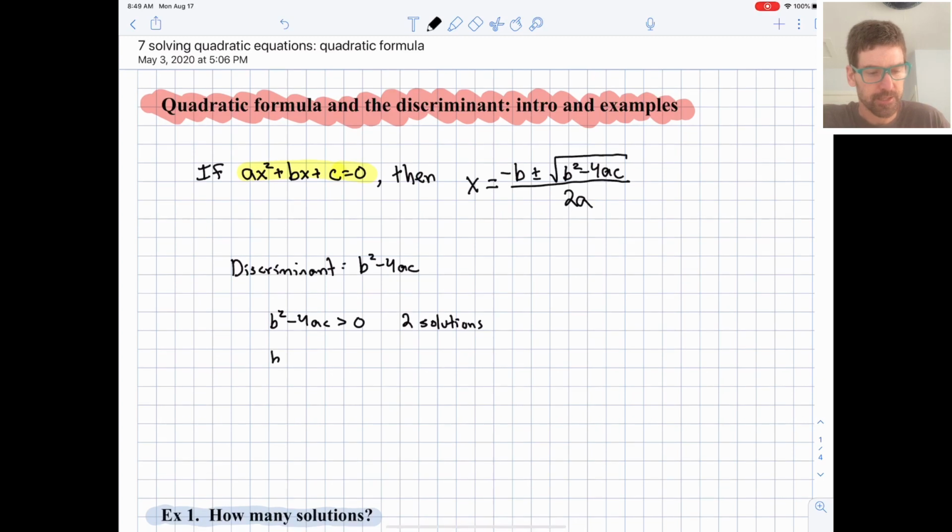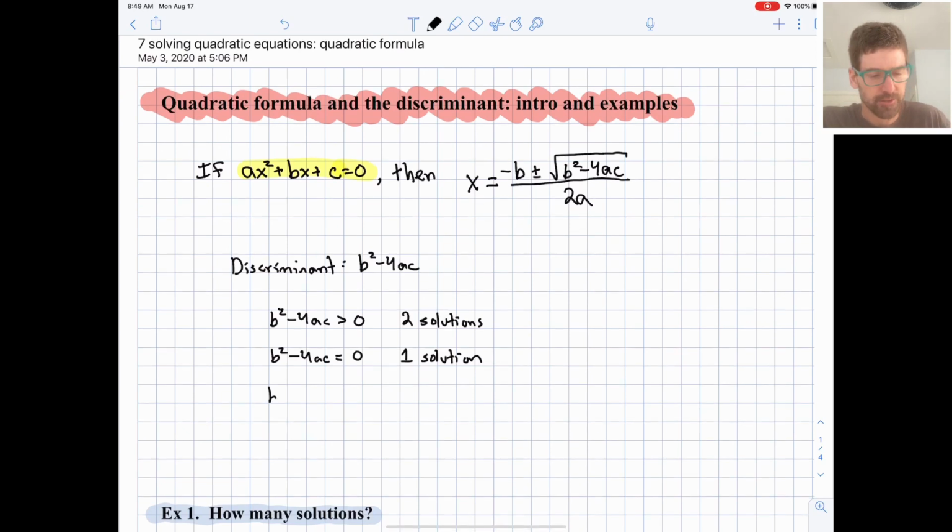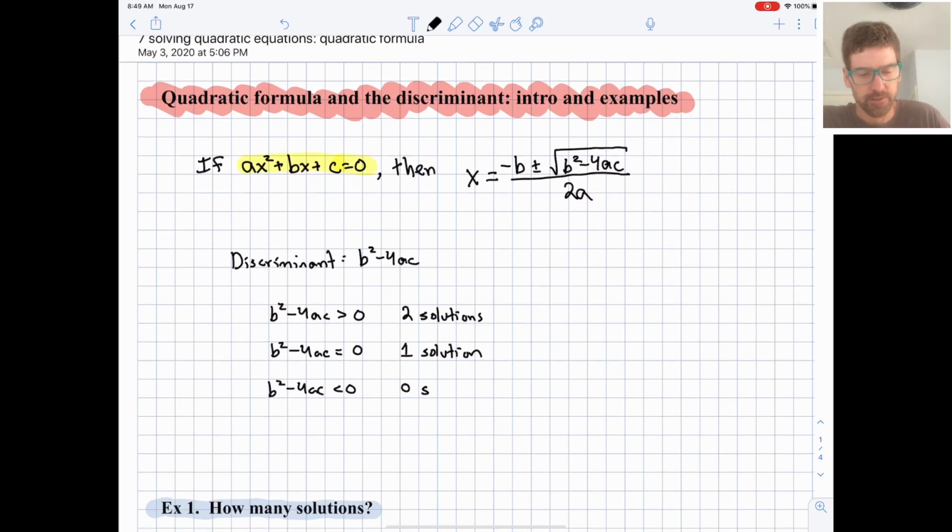If our discriminant is equal to 0, when we take the square root of 0, we just get one square root. That answer is 0, and we will end up with just one solution. And lastly, if this discriminant is negative, like I was alluding to earlier, we can't square root a negative, and so we will have 0 solutions.